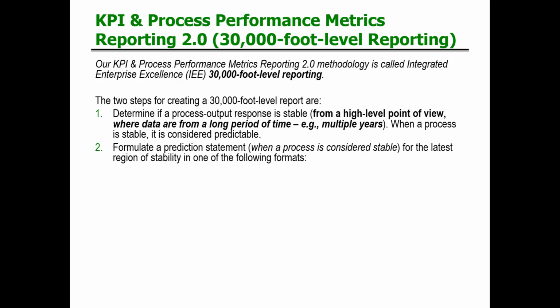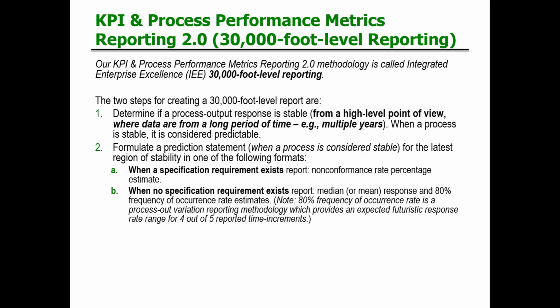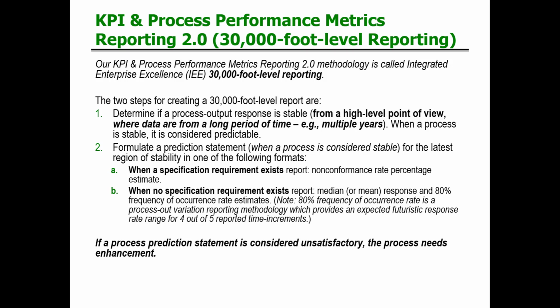2. Formulate a prediction statement for the latest region of stability in one of the following formats. When a specification requirement exists, report a non-conformance rate percentage estimate. When no specification requirement exists, report median or mean response and 80% frequency of occurrence rate estimates. Note, the 80% frequency of occurrence rate estimate is a process output variation reporting methodology which provides an expected futuristic response rate for 4 out of 5 reported time increments. If a process prediction statement is considered unsatisfactory, the process needs enhancements.